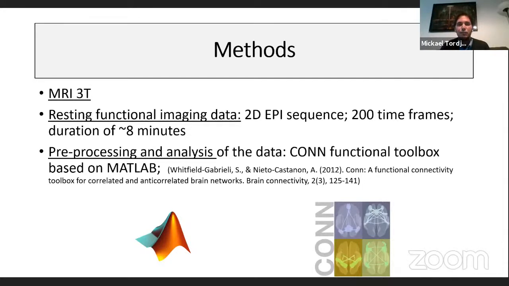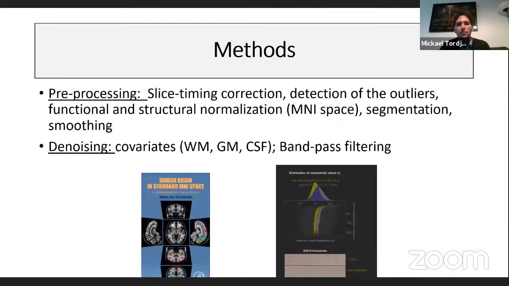We pre-processed and processed the data using MATLAB and a functional toolbox called CONN. It is really easy to use, even for people who are not experts in MATLAB and coding. So it was really useful. We did a lot of pre-processing. Everything is done automatically in CONN, with slice timing correction of the images, detection of outliers, functional and structural normalization, segmentation, and also some denoising steps to remove the noise from the white matter, gray matter, and the CSF.